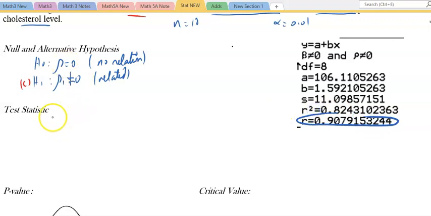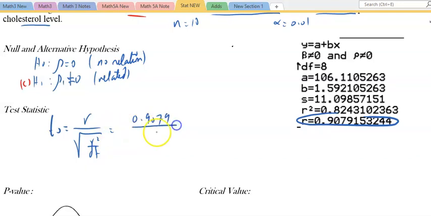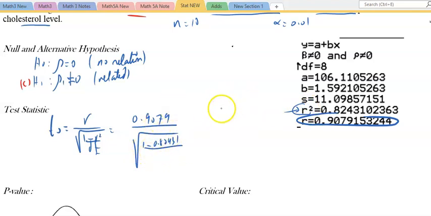So when I do my test statistic, t naught is R divided by the square root of R squared divided by degrees of freedom. R is 0.9079. Oh, I'm sorry, that was the square root of 1 minus R squared over degrees of freedom. So this is 1 minus R squared, 0.82431, divided. Remember, degrees of freedom were n minus 2, since n is 10, n minus 2 is 8.